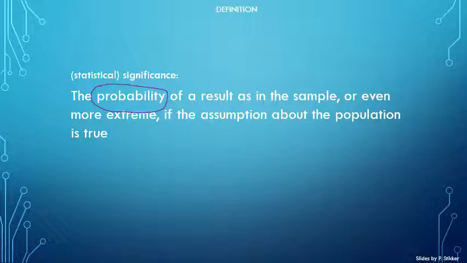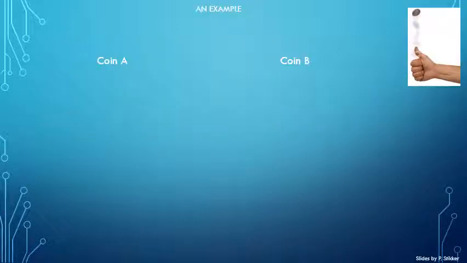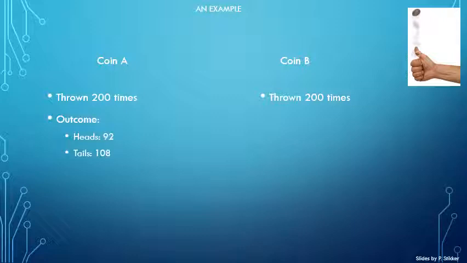To illustrate what this actually means and how it works, I'll be using a small example. Let's use flipping a coin as an example. I have coin A and coin B. Each of these coins I actually flip 200 times. Now coin A lands 92 times on heads and 108 times therefore on tails, while with coin B the outcome is 190 times heads and 10 times tails.